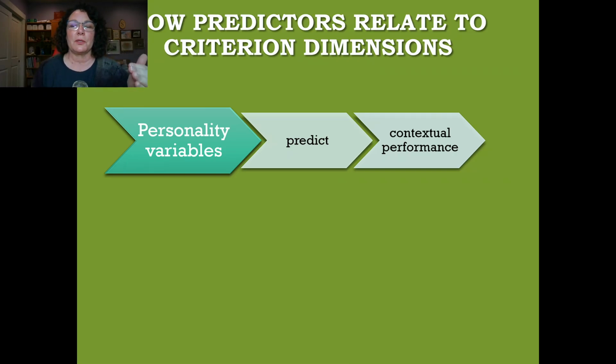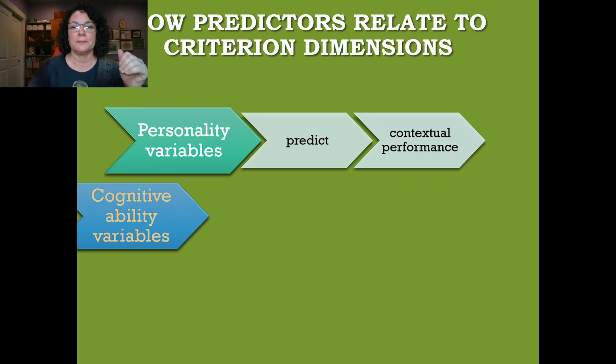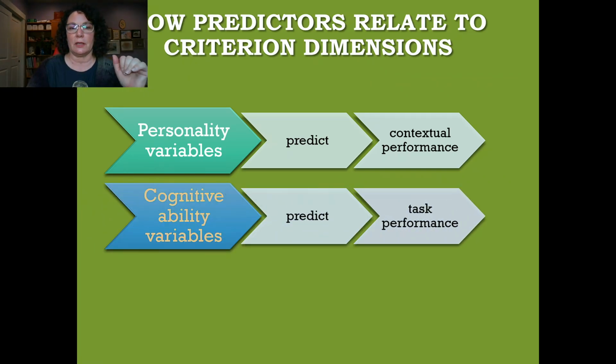But other personality variables such as extroversion, neuroticism have shown contributions to contextual performance. Cognitive ability variables tend to predict task performance. So when I mentioned in a previous chapter that administering a cognitive ability test can be a really good predictor of later job performance, it really ties into literally being able to complete the tasks of the job.